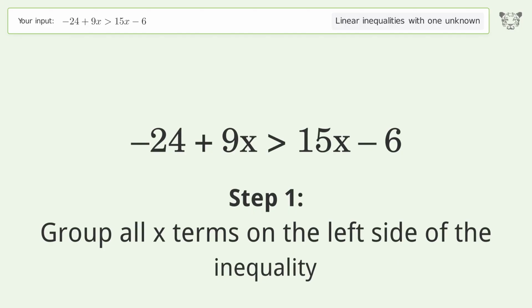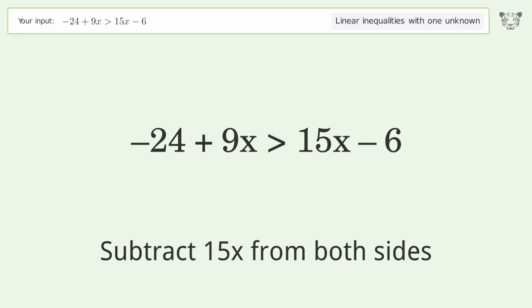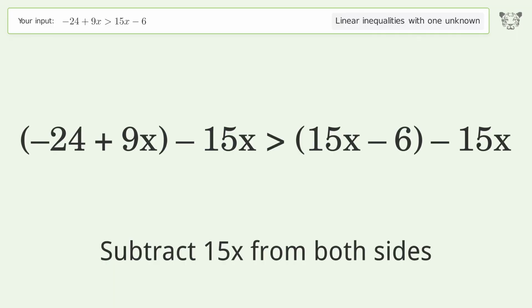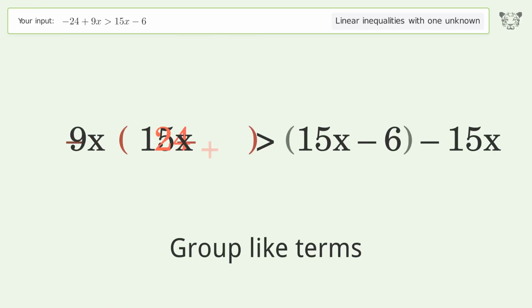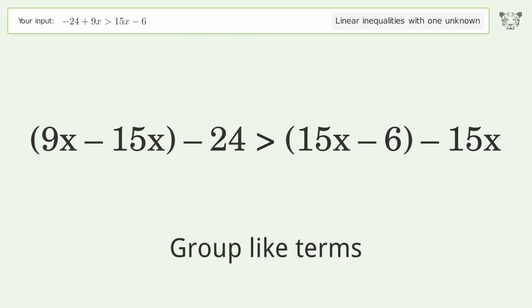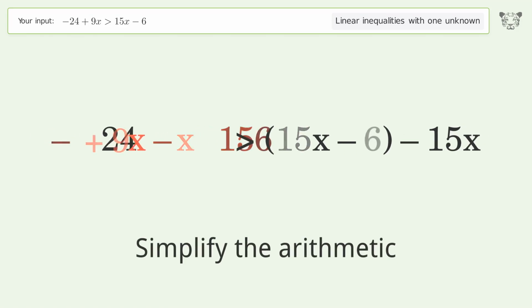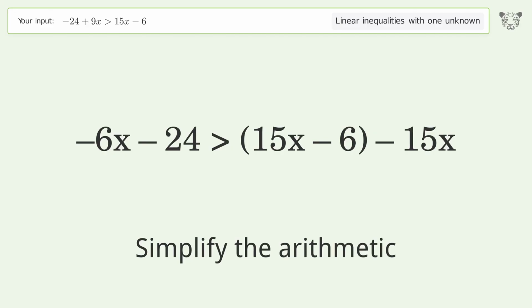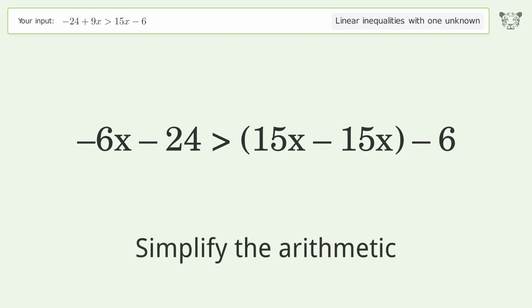Group all x terms on the left side of the inequality. Subtract 15x from both sides. Group like terms. Simplify the arithmetic. Group like terms. Simplify the arithmetic.